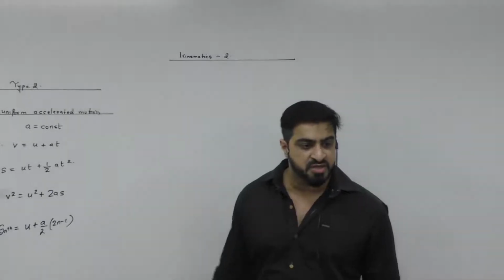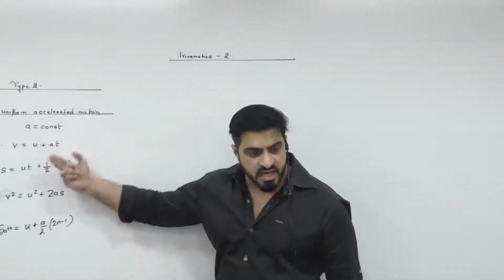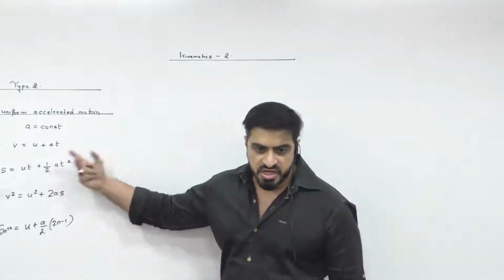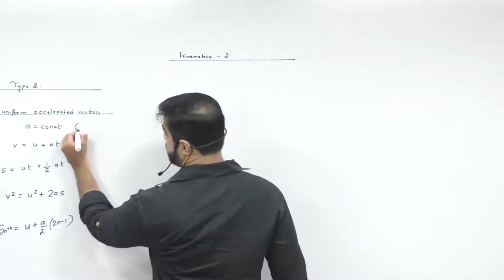Okay? I'm not putting vector form over here because we are only dealing with one dimension. So when it is i cap, it will be total i cap. j cap, it is j cap. k cap, it is k cap. We are only dealing with one dimension right now.